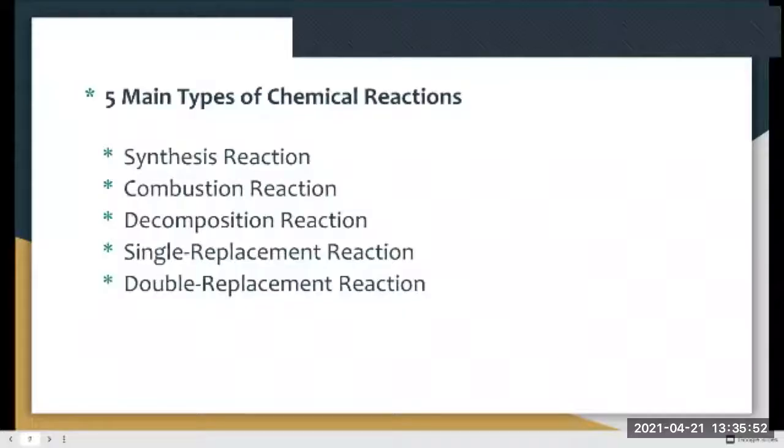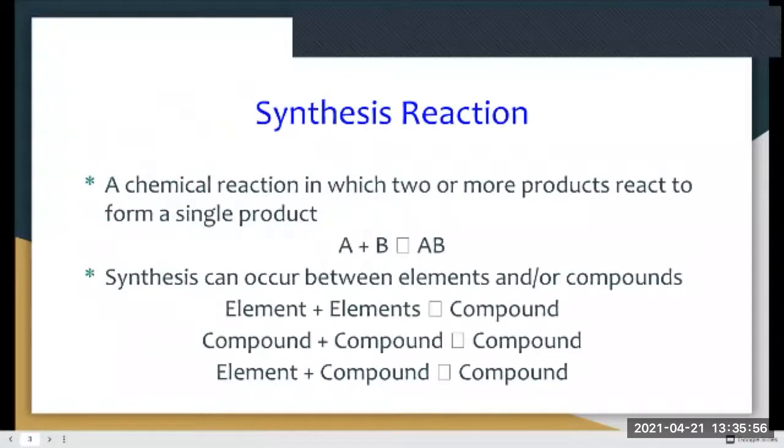Okay, so as we dive deeper into chemical reactions, the first one we're going to talk about is synthesis. A synthesis reaction is a chemical reaction in which two or more reactants combine to form a single product. So they do A plus B forms AB. And please note that synthesis can occur between elements and or compounds. So you can add element and element, compound and compound, element and compound. You always end up with a compound. So your reactants are always elements, or a mixture of elements and compounds, and it could be one or more. So it's many things becoming one.